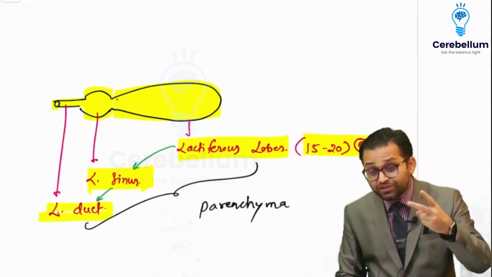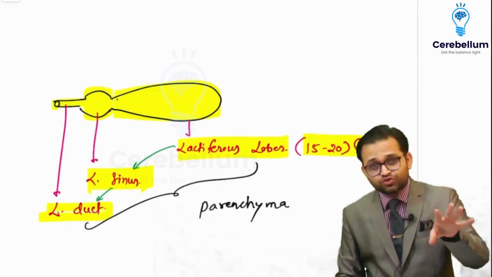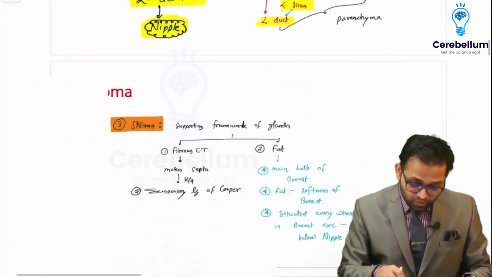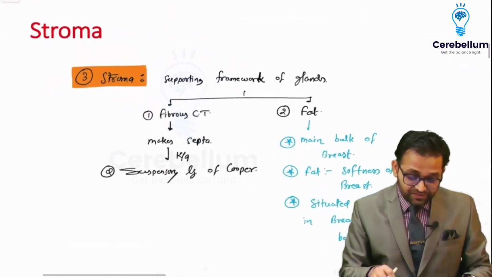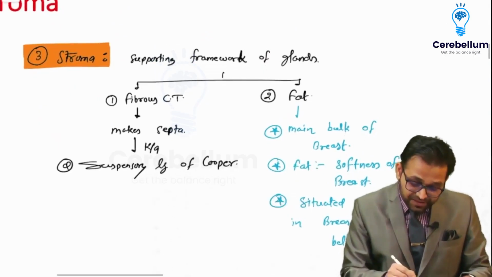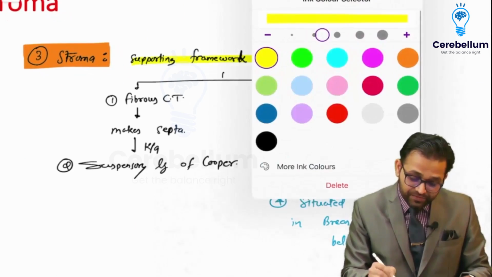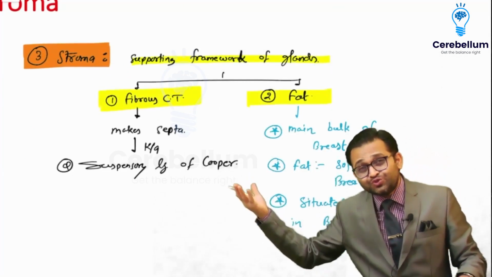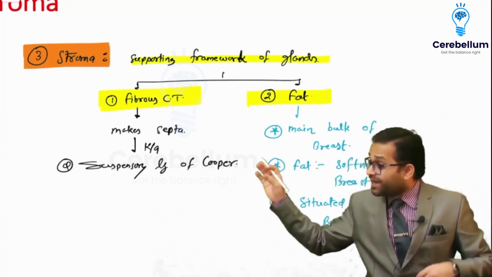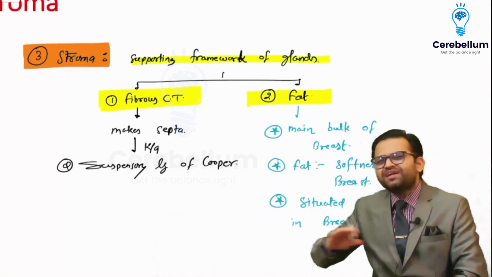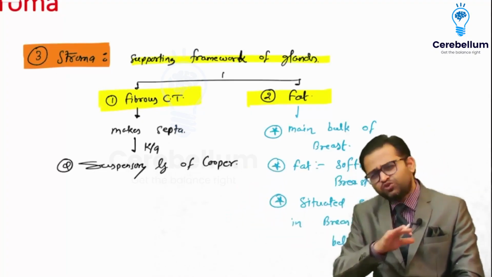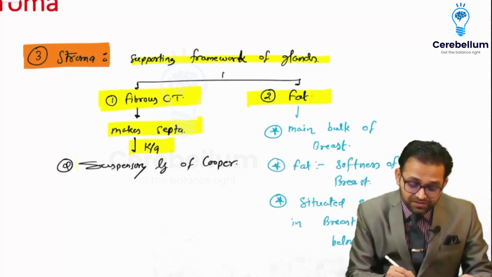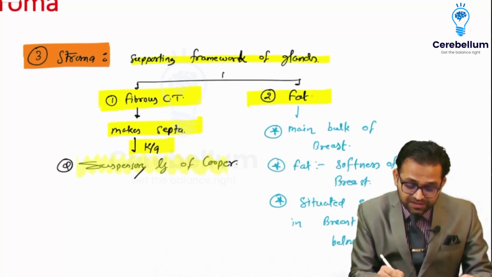The breast has two types of tissue: fat and connective tissue, which is the stroma, and the parenchyma, in which the gland is present. The stroma is the supporting framework of the gland, which has fibrous connective tissue and fat. For your UG exams, if your first MBBS is strong, then you will definitely crack INICET, NEET PG, USMLE, PLAB, any kind of exam. The fibrous connective tissue makes septa, partitions, known as the suspensory ligament of Cooper.